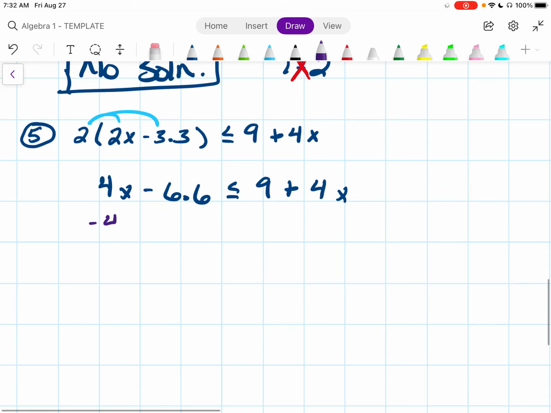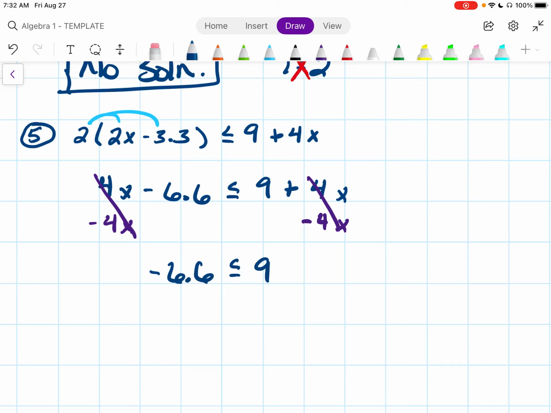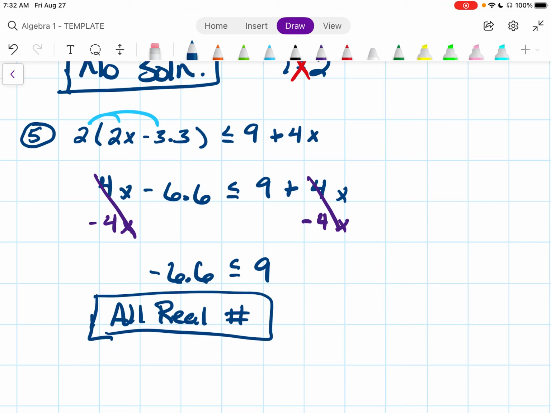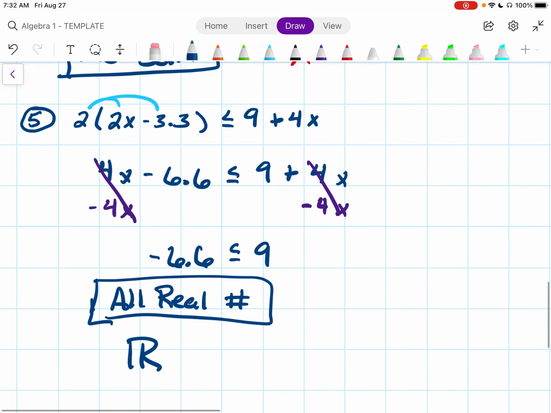Here, I'll subtract my 4x's from both sides. They cancel, and I'm left with negative 6 is less than or equal to 9. Now that is true, right? That is always true. So we're going to say all real numbers. There's a few different ways we could word that. Sometimes it's just all solutions. Sometimes I use the fancy little R there. All real numbers is a good blanket statement for that.